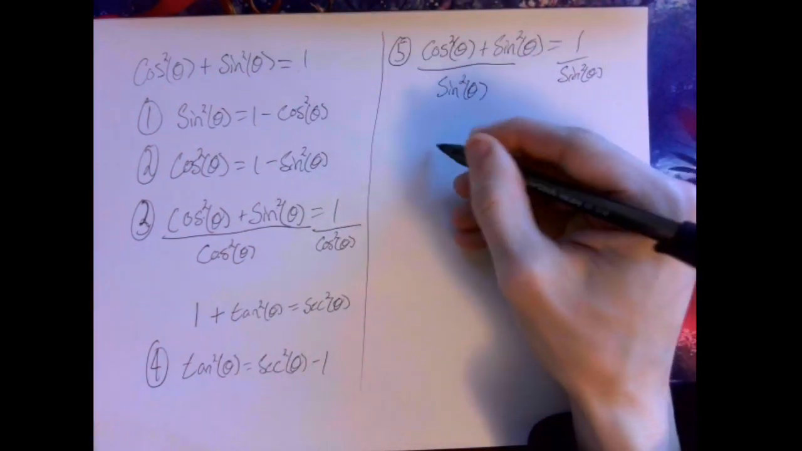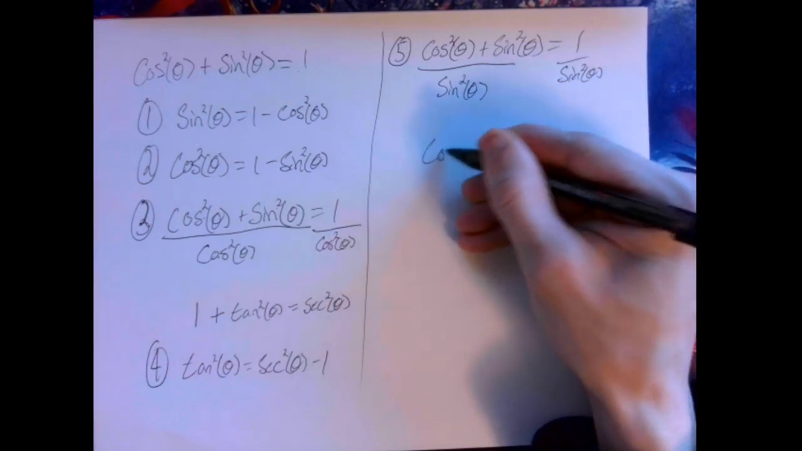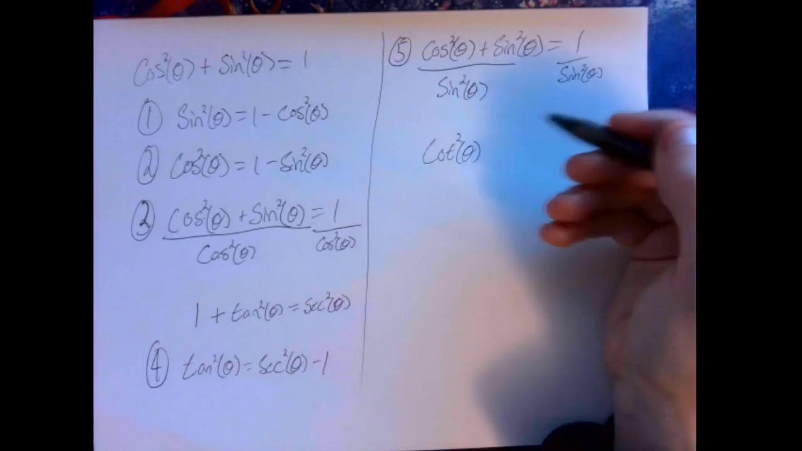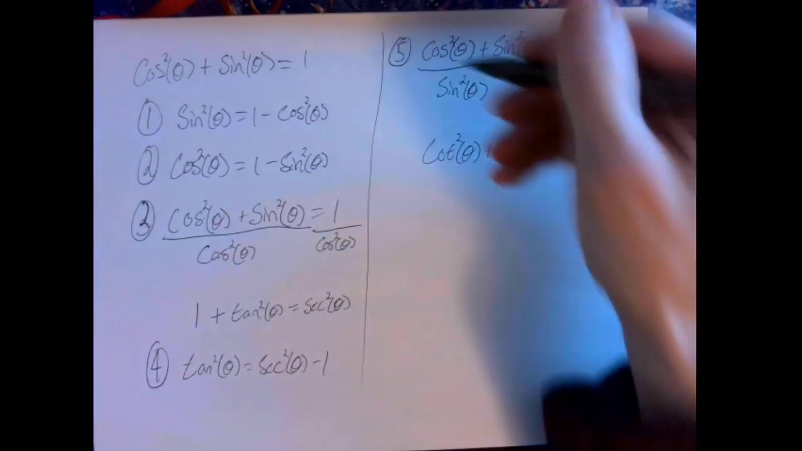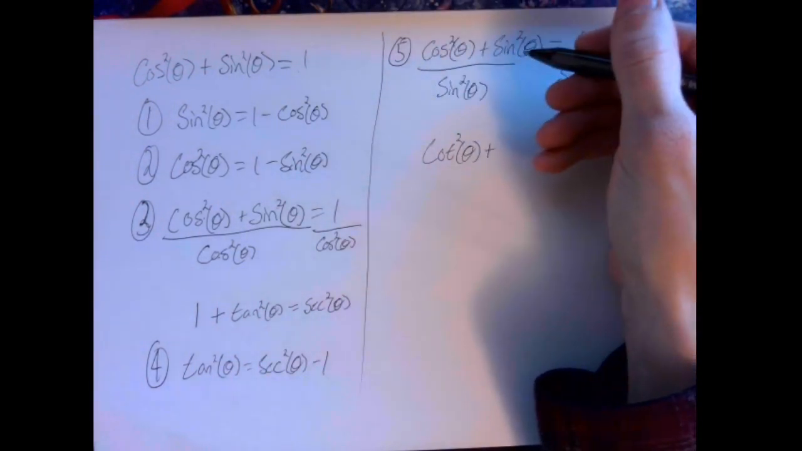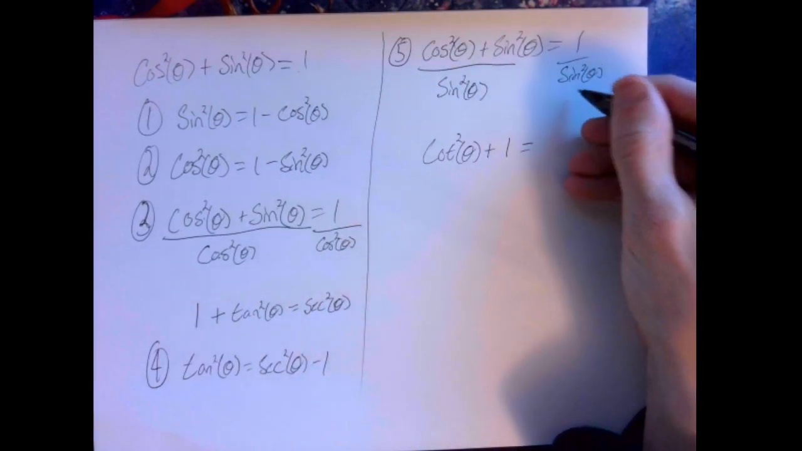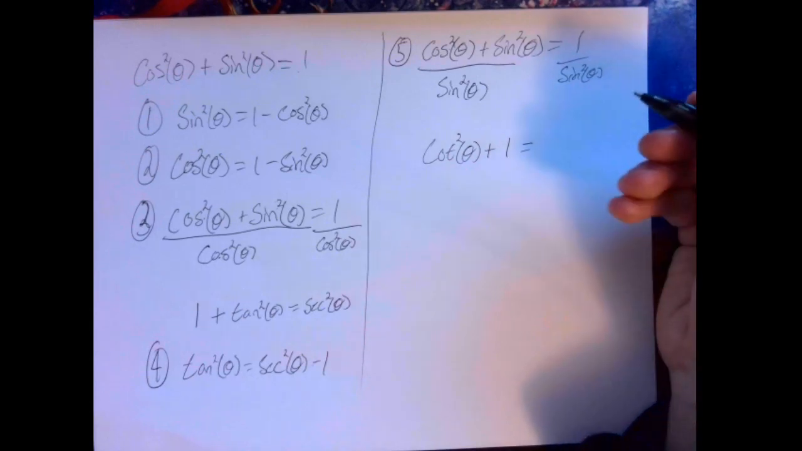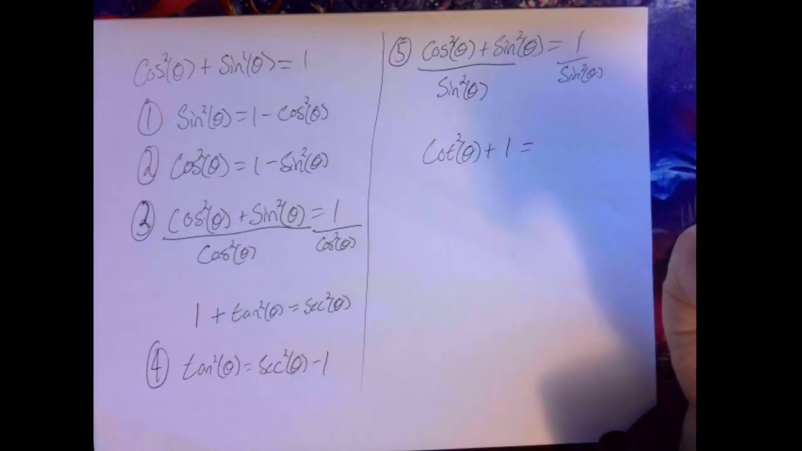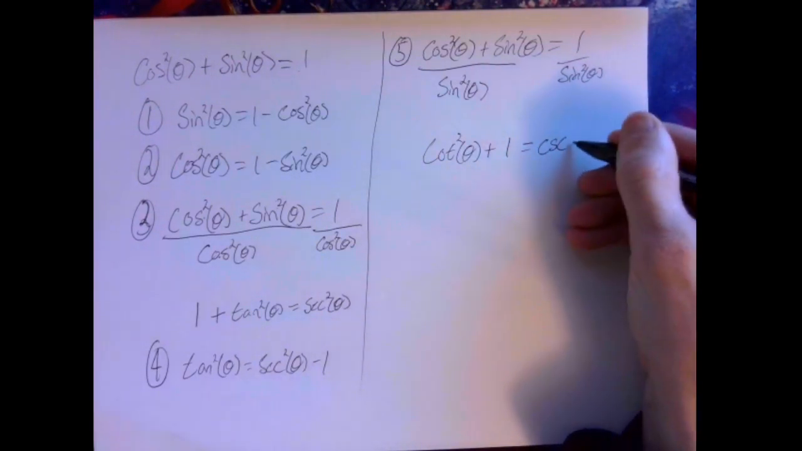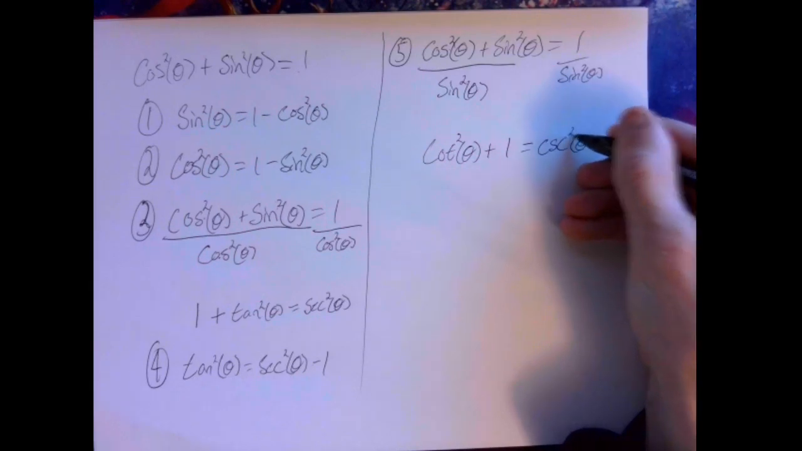So this is going to be cotangent of theta squared, right? Because these two are squared, plus sine of theta squared divided by sine of theta squared, which is 1, equals 1 over sine of theta squared, which will give you the reciprocal of sine of theta squared, which would be cosecant of theta squared.